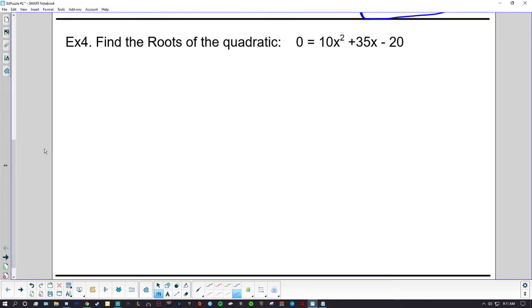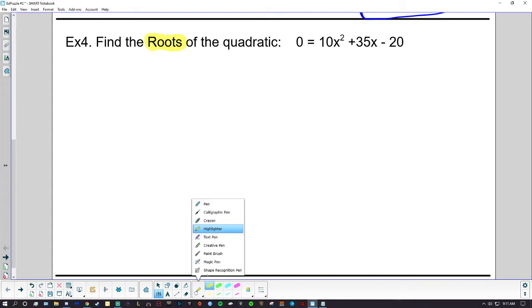Example number 4, find the roots of the quadratic. Again, we're finding the roots. We're using this word roots. Remember, that word means the same thing as solving, finding the solutions, finding the zeros. Those all mean the same thing. So we need to go all the way through. We need to factor and actually find those roots by setting our factored form equal to 0.